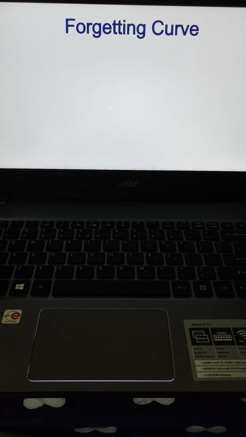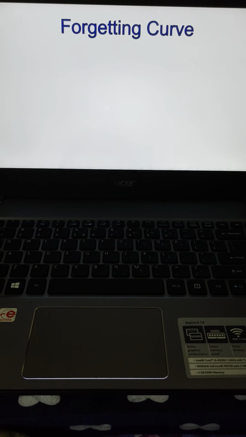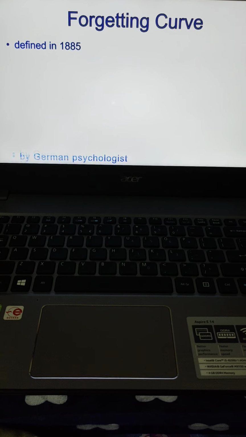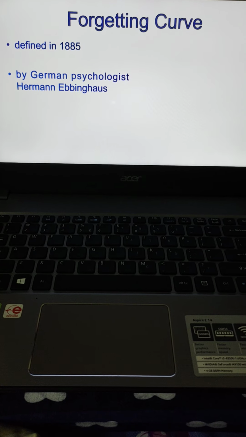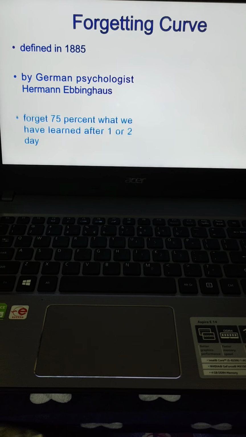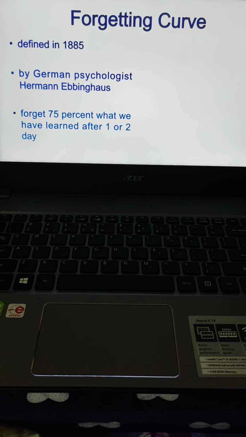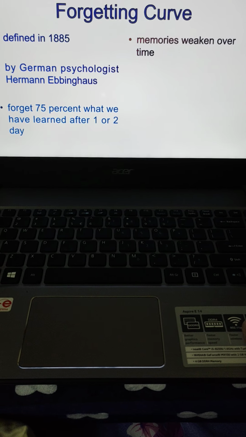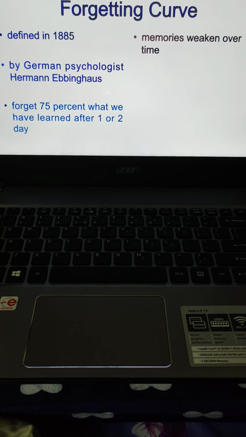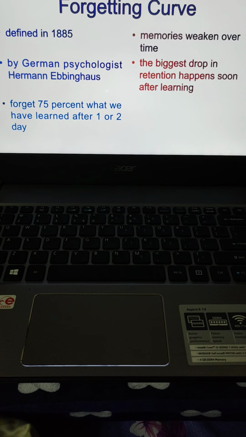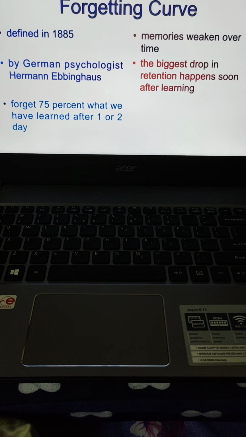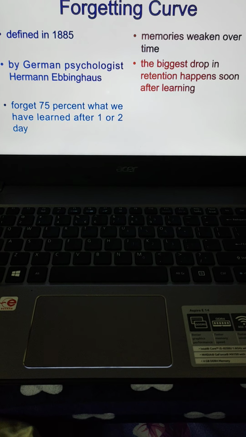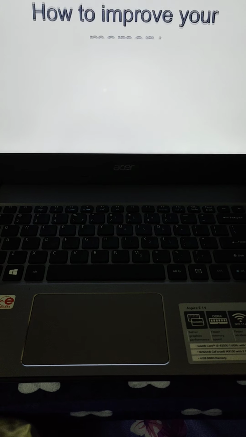Okay, so now I'm going to brief more on the forgetting curve. The forgetting curve was defined in 1885 by a German psychologist named Hermann Ebbinghaus. We might forget 75% of what we have learned after 1 or 2 days. The forgetting curve shows that our memories can be weakened over time, and the biggest drop in retention happens soon after learning.